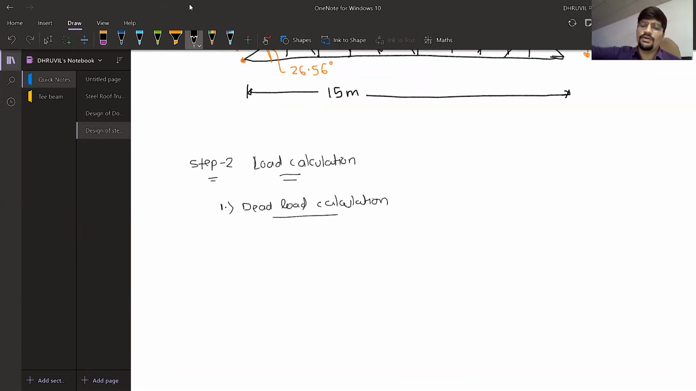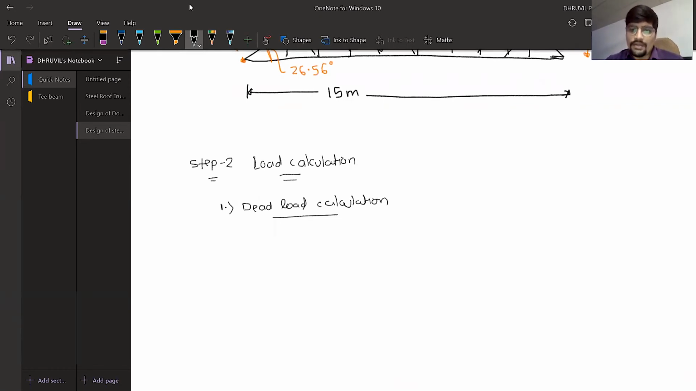Now, dead load calculations. First of all, let me make you understand what is dead load. Dead load means the self weight of material. Any material we use in the roof truss possesses its own weight, which is known as self weight, which is dead load, and which will remain the same throughout the life of the roof truss.